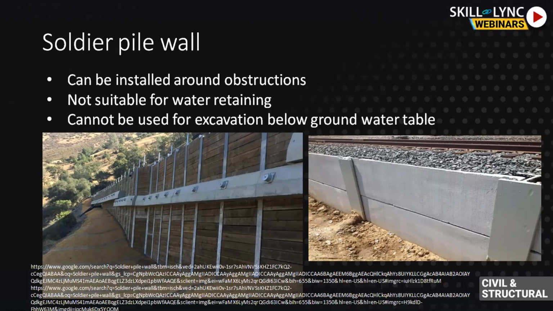One disadvantage of this soldier pile wall system is that it cannot be used for structures where we have groundwater. When there is high groundwater, the pile wall is not so common. This cannot retain water, and particularly in coarse soils the water flow will be very high. So this cannot be used for construction in coarse soils with a high groundwater level.